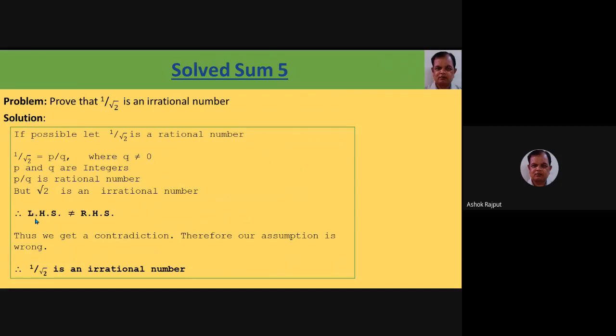Here we see the left hand side is not equal to the right hand side. So we get a contradiction here also. Therefore our assumption is wrong, as we assumed here. So it is not a rational number. It means 1 by root 2 is an irrational number. It is a very simple method, so you can do it.